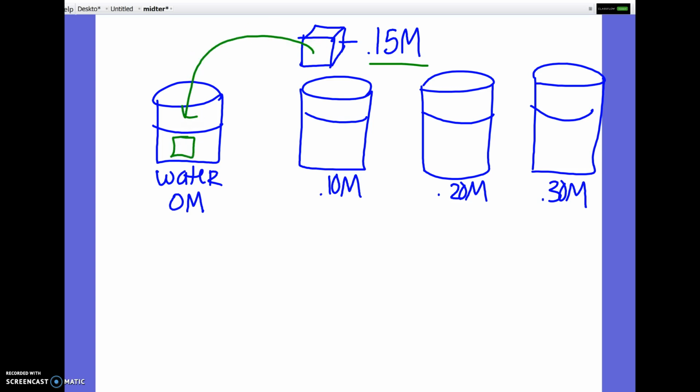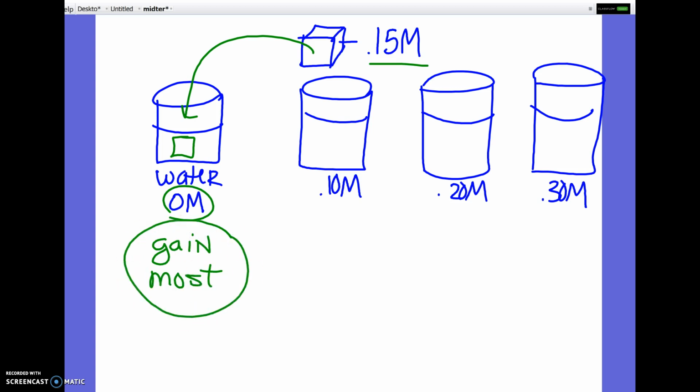Should it gain weight or lose weight? It should gain weight. Remember, the rule is that water always goes towards hypertonic. And that potato would be hypertonic to the water. It has a higher molarity than the water. So it should gain weight in the pure water. In fact, this is how you'll know which is which. Even if you didn't know what the molarity of the potato was, pure water is going to be the one that's always going to gain the most weight.